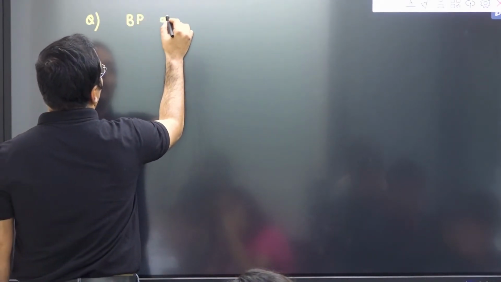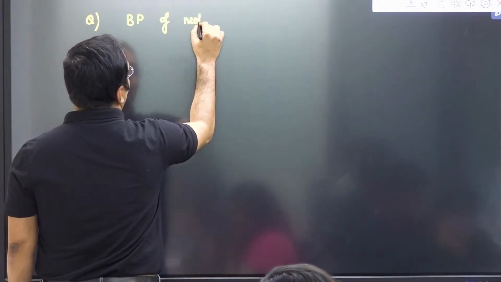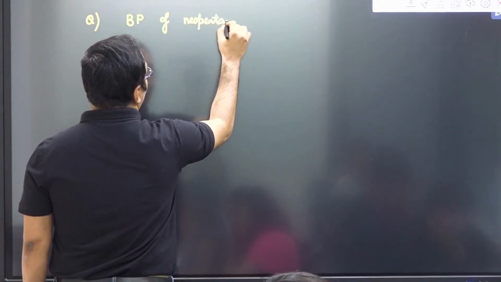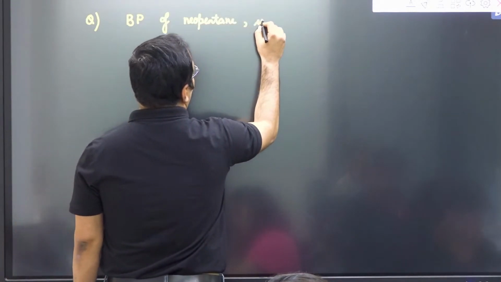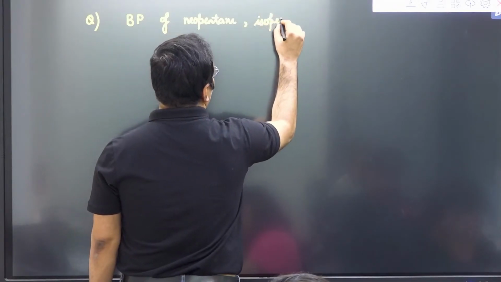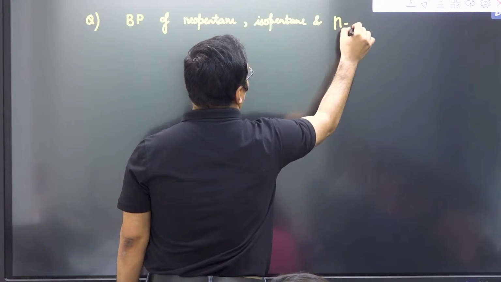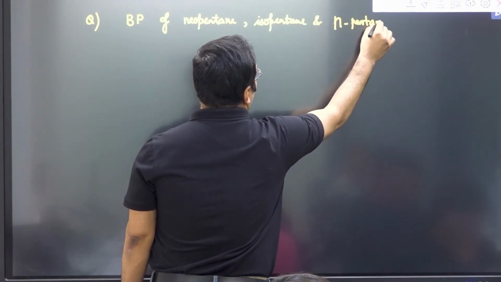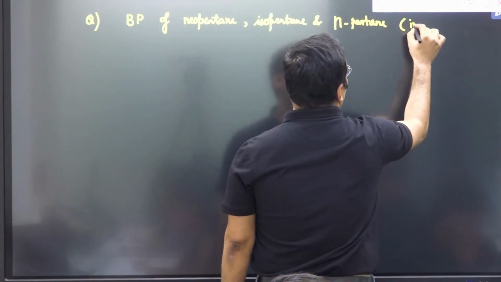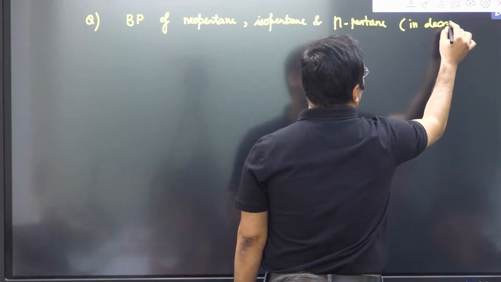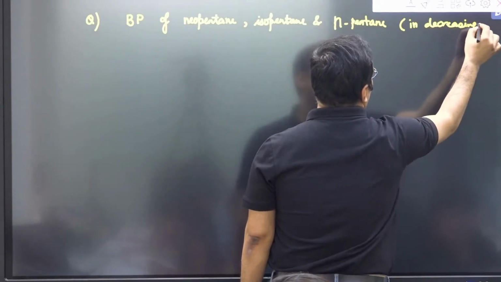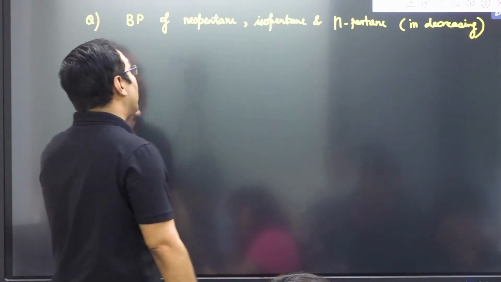Compare the boiling point of neopentane, isopentane and normal pentane in decreasing order. Question number 2.